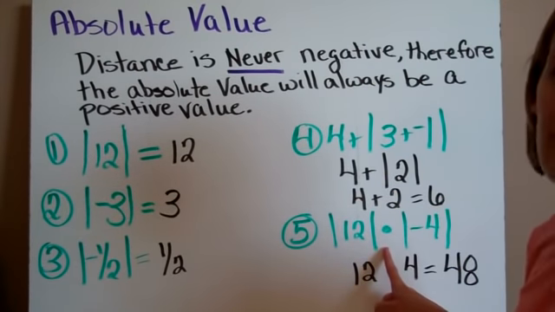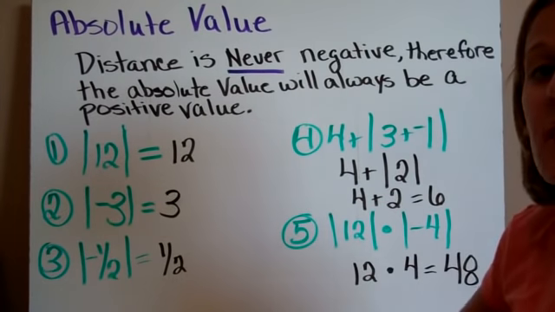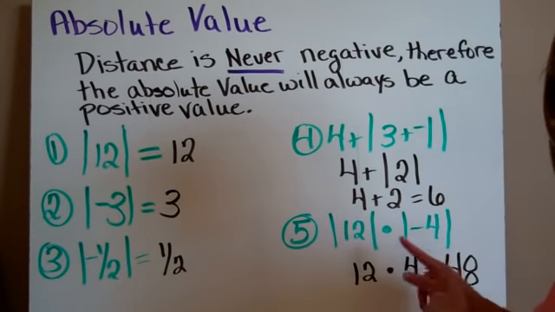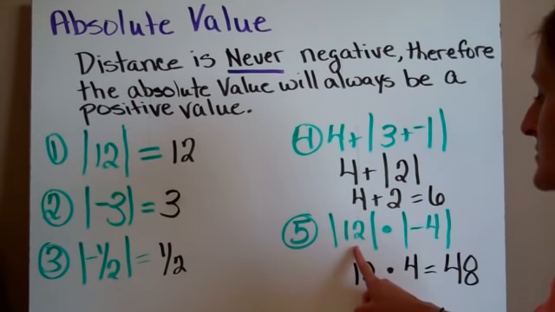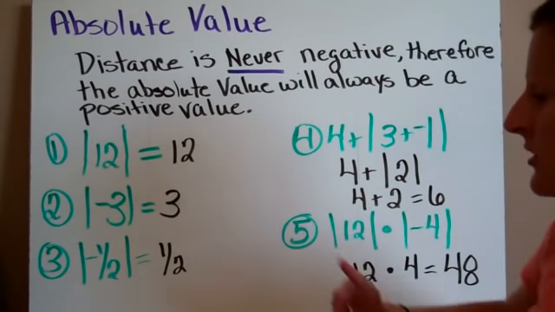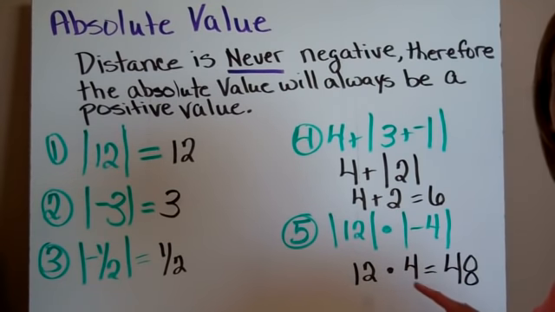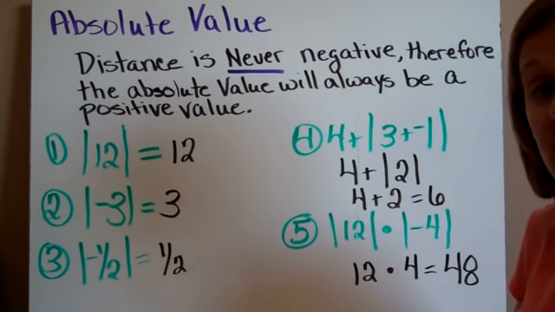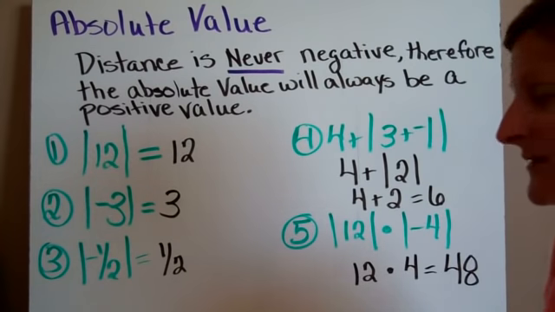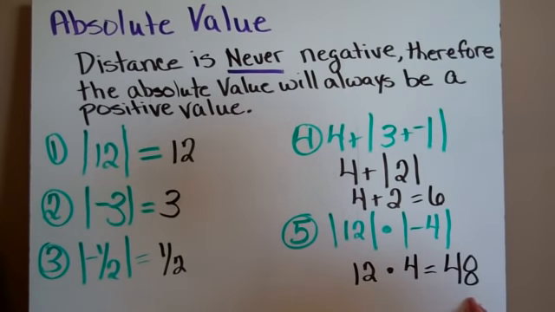Now same thing with number 5. I need to find the absolute value of each number in the bars before I multiply them. The absolute value of 12, like we said over here, is 12, and the absolute value of negative 4 is 4. Remember, if it's negative, it becomes positive, and if it's positive, it stays positive. So 12 times 4 is going to be 48.